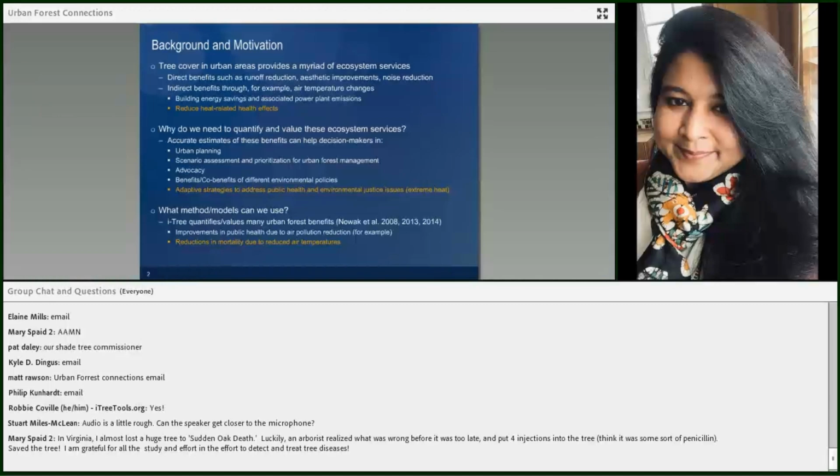The launchpad for our work is really i-Tree, which quantifies and values a lot of urban forest benefits, as a lot of you know. It already incorporates, for example, improvements in public health due to air pollution reduction. So again, we are going to expand that work and focus on reductions in mortality, specifically due to reduced air temperatures.